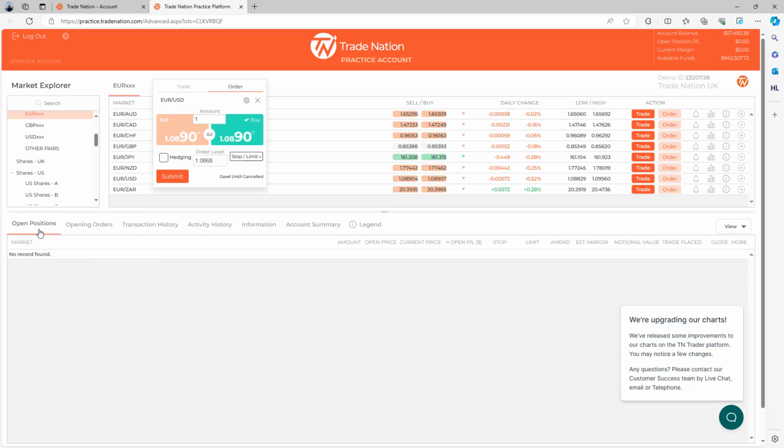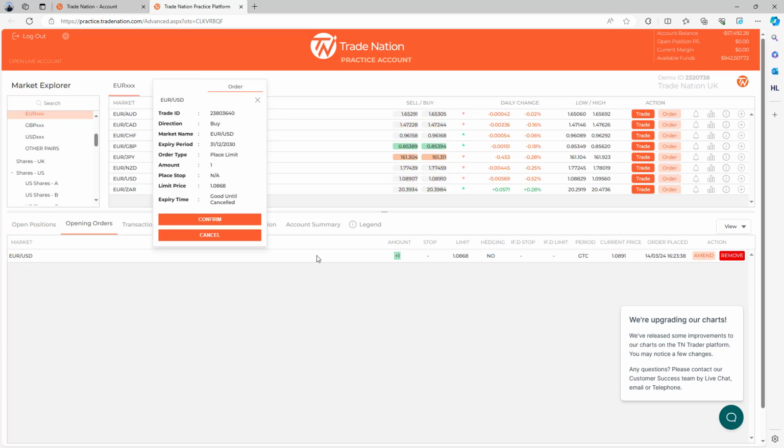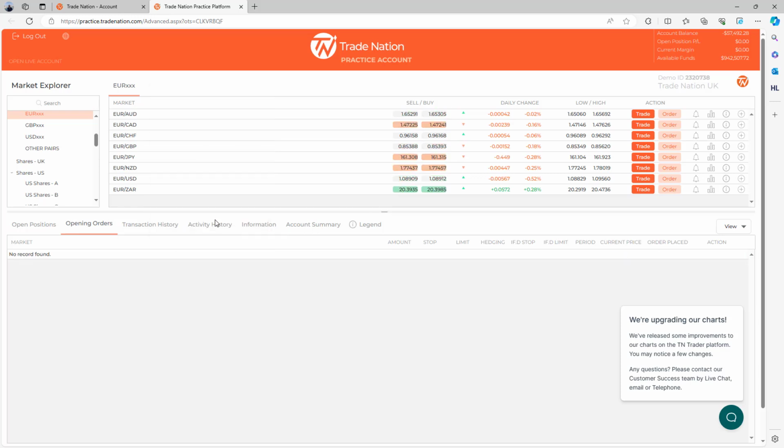Okay, but it's not in my open positions. That's fine because it's not open. It will come into your open positions when the price gets down there. But here's an open order. This is the order area here is where you'll see it. And this trade is not open. This trade is placed on an order. And I can remove that like that. So you're using orders to get into trades when you can't be around, or you want to get a better price.